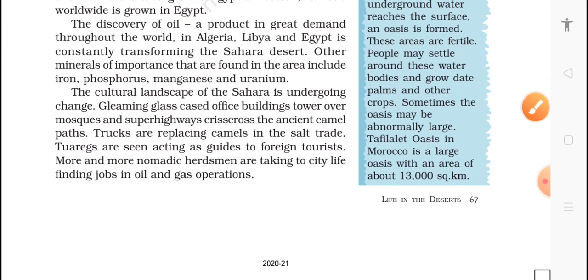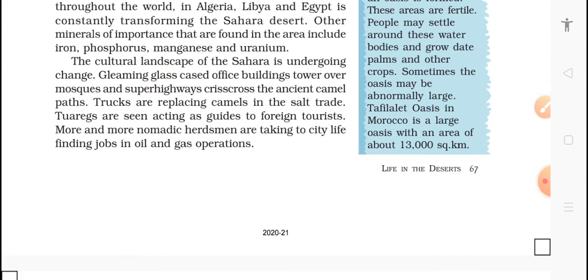So now we'll talk about the culture of the people living in the Sahara Desert. The cultural landscape of the Sahara is undergoing change. Gleaming glass official buildings tower over mosques, and superhighways crisscross the ancient camel paths. Trucks are replacing camels in the salt trade. Tuaregs have been seen acting as guides to foreign tourists. So the tribal people who used to live in the Sahara Desert are now working as tour guides.